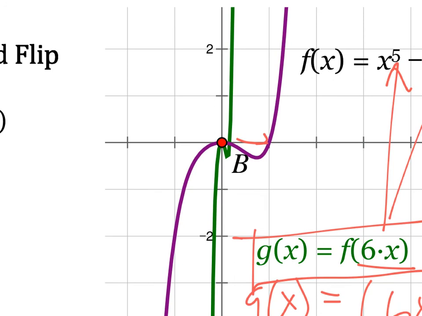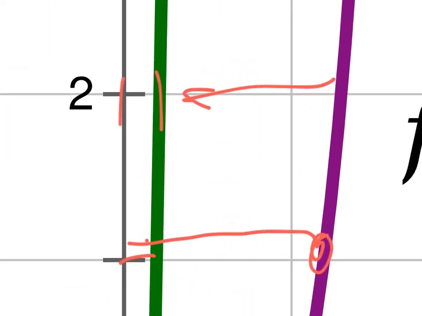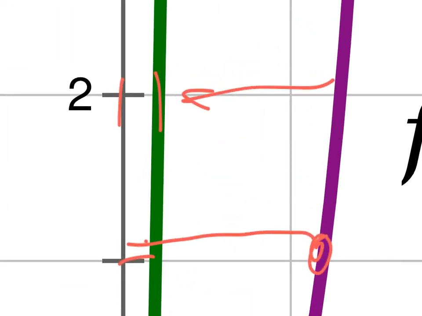Likewise, all of these distances here are going to be 1/6 of the distance it was. It's going to shrink it horizontally, okay? So everything's getting shrunk. So this distance right here is 1/6 of the whole distance.